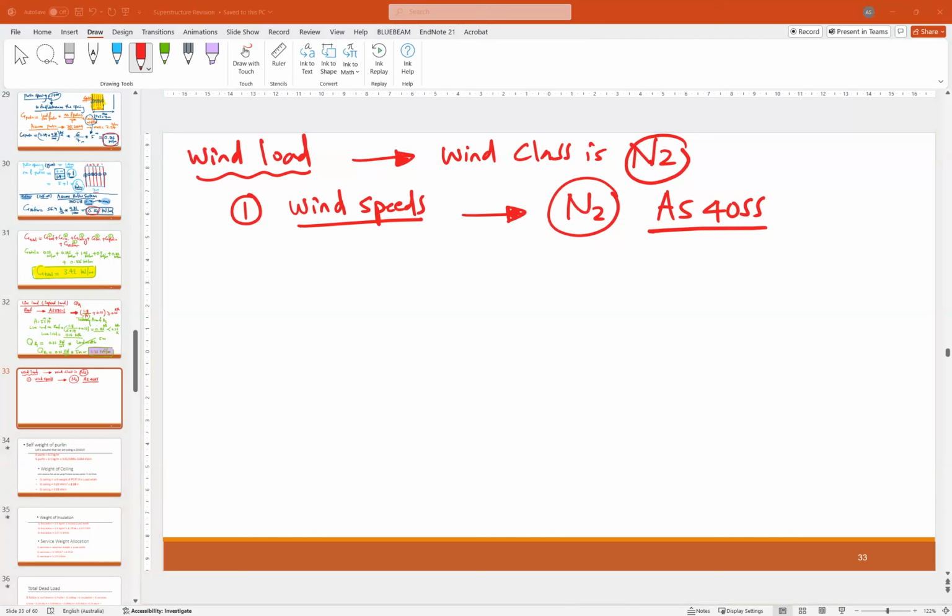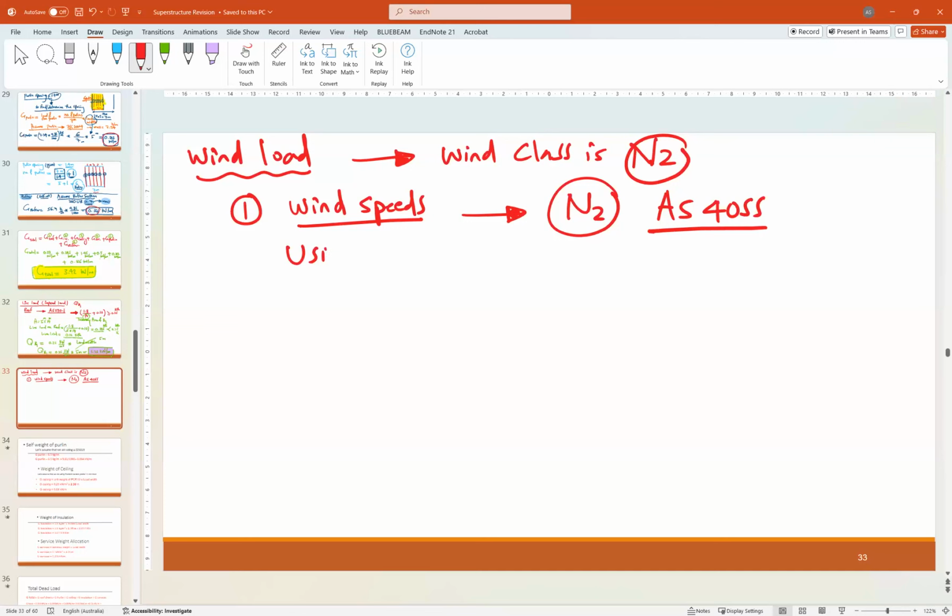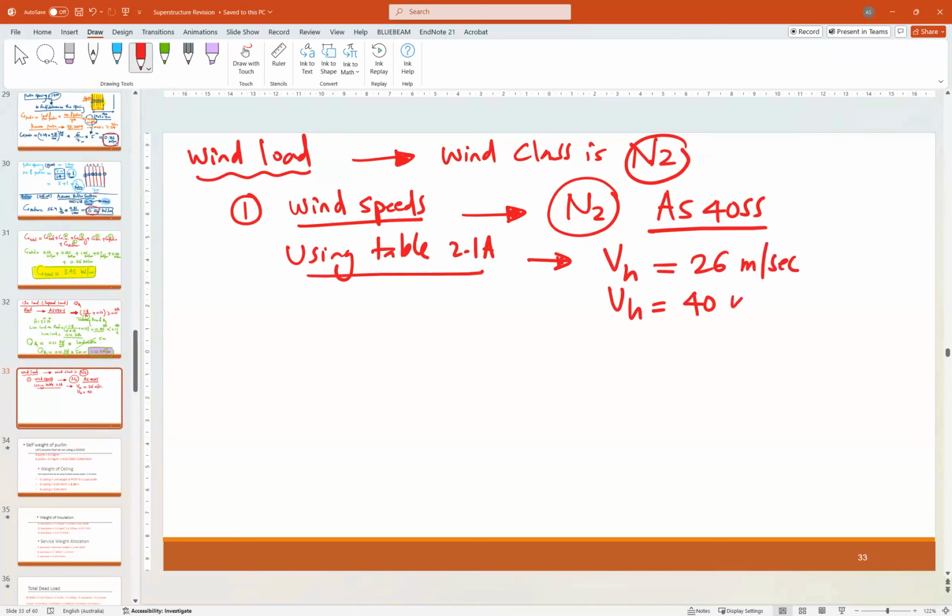Okay, so this is the wind. So we need to use this table A 2.1a. So for N2, the wind speed is 26 for serviceability and 40 for ultimate. So if we go back here, so using table 2.1a, VH equal to 26 and VH is 40 meter per second. This for serviceability and this for ultimate.